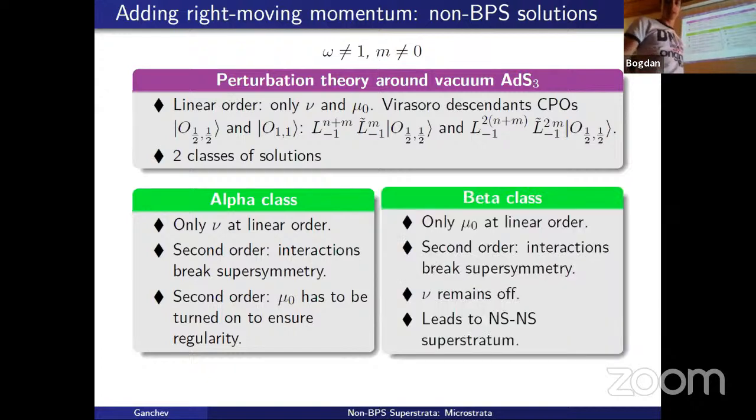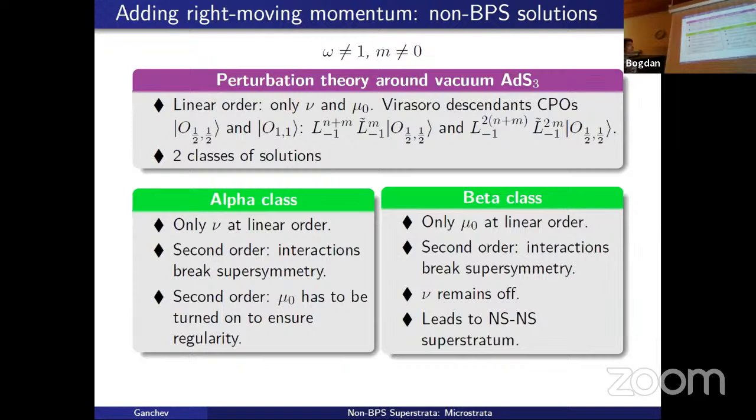So that's the alpha class, and then we also have the beta class of solutions, where you do the other thing you can do. You turn on only mu 0 at linear order. Again, at second order, interactions break supersymmetry. What is interesting here is that mu remains turned off, so you don't need to turn anything on. This is still a non-BPS solution.